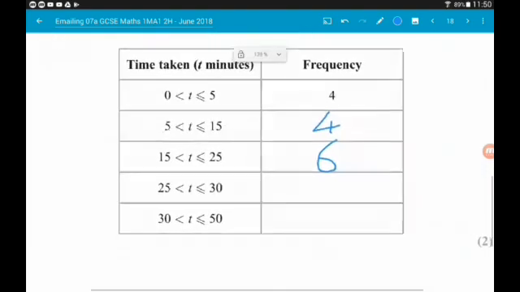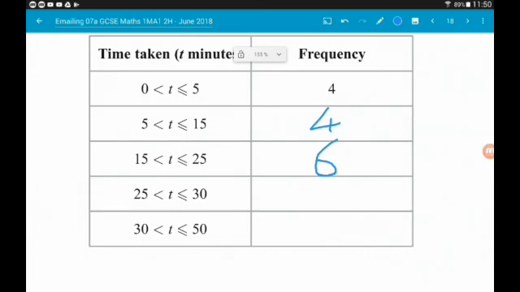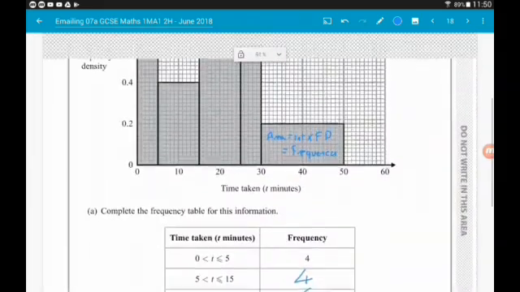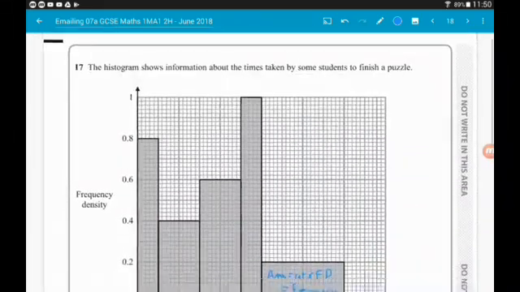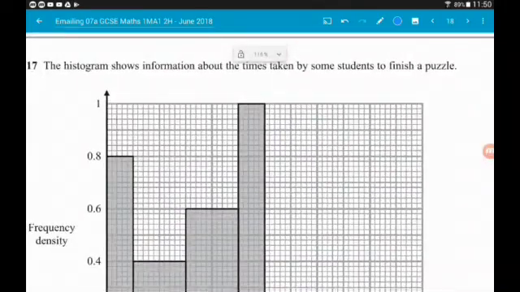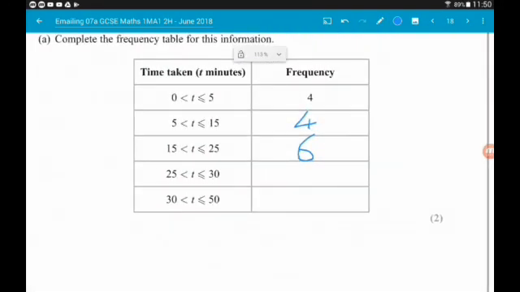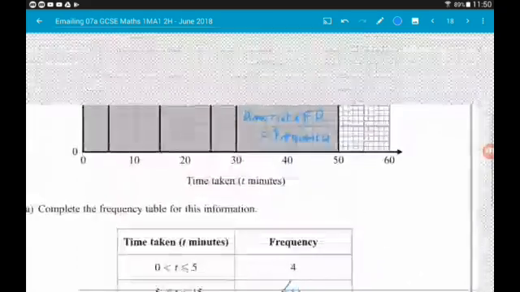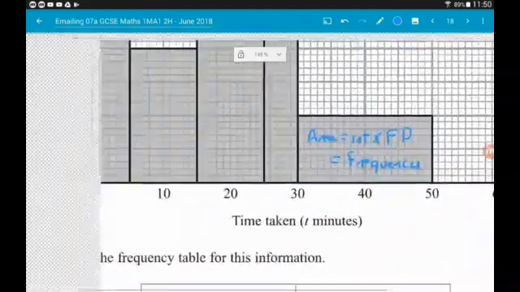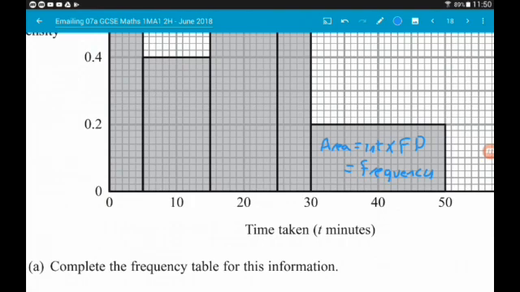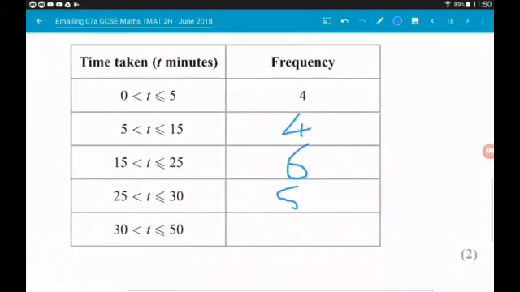The next interval is 5 wide. So for that one, we're doing 5 times 1, which is 5. And then the last one has an interval width of 20. So we're doing 20 times 0.2, which is 4 again. So there's that.